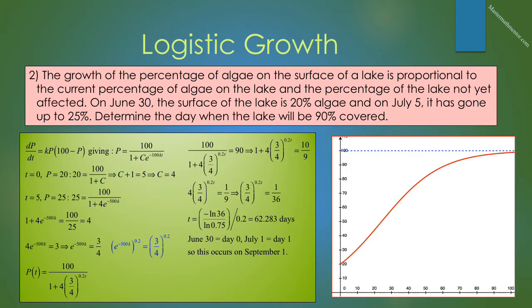If you have a calculator to confirm your answer, I suggest that you graph this function to make sure that it makes sense. We can see the logistic curve and the asymptote at 100. We are now interested in where this equation is equal to 90. So we set 100 over 1 plus 4 times (3/4) to the 0.2t equal to 90, giving 1 plus 4 times (3/4) to the 0.2t equal to 10/9.